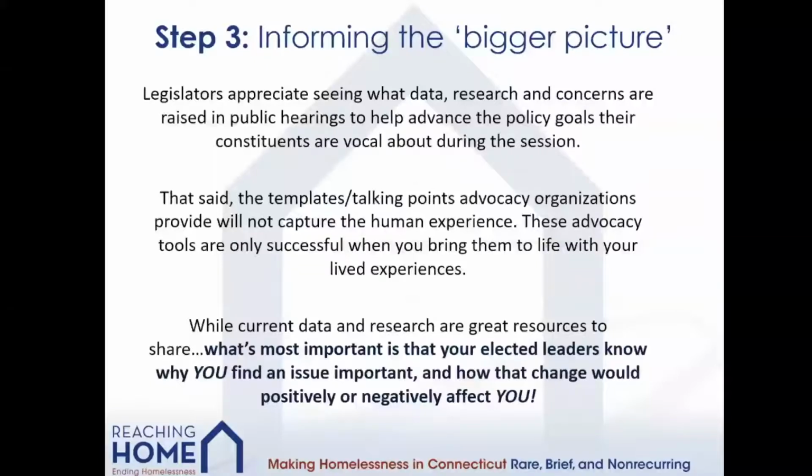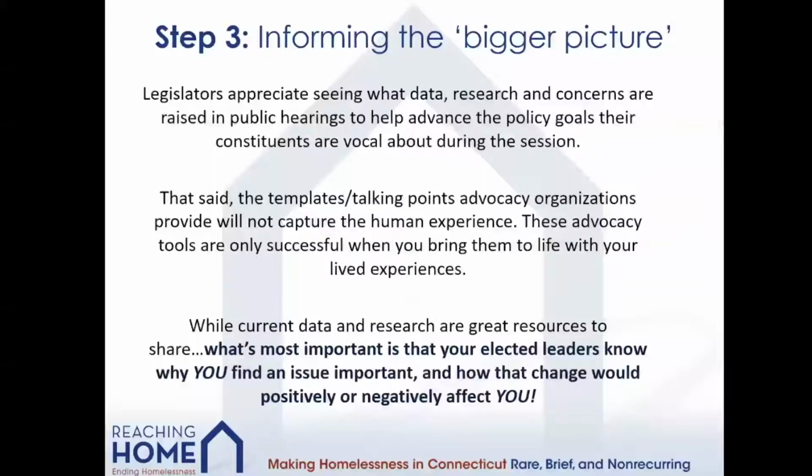But I will say that a lot of the times when advocacy and policy organizations put out talking points, they don't on their own capture the human experience. What we put together for our advocates captures what's happening at the state level. We share out resources on what data and information is available to us at the statewide level and what that impact is. But those tools that we provide are really only successful when they're paired with somebody's lived experience.